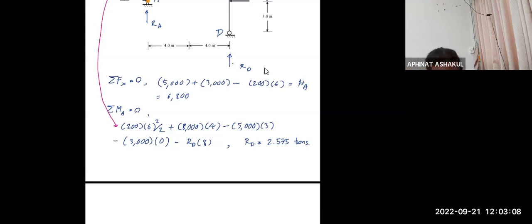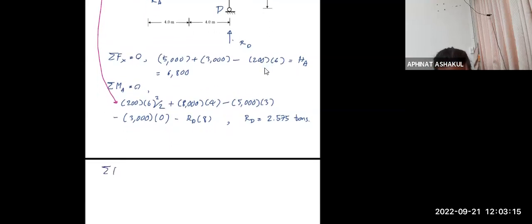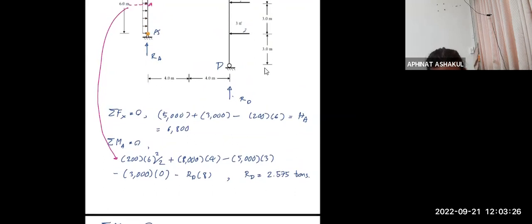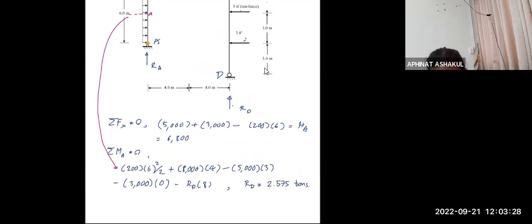When you are dealing with the system that we call indeterminate structure, there is no way to check reactions anymore. Here, there's still a way. So if you're not sure, just take the moment one more time. Sigma MD equal to 0. Even I didn't do it because I knew it was correct. Anyway, sigma MD equal to 0.